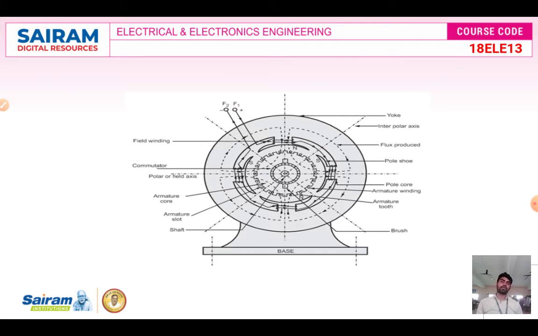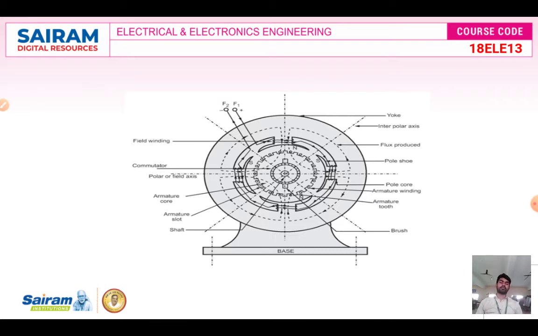The shaft holds the overall rotor. An external DC supply is required for exciting the field winding for a separately excited DC generator. For shunt, series, and compound generators, we don't need a separate DC supply for exciting the field winding. The base is for mounting purposes.